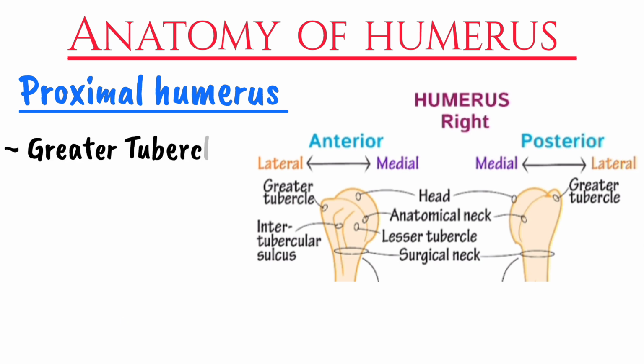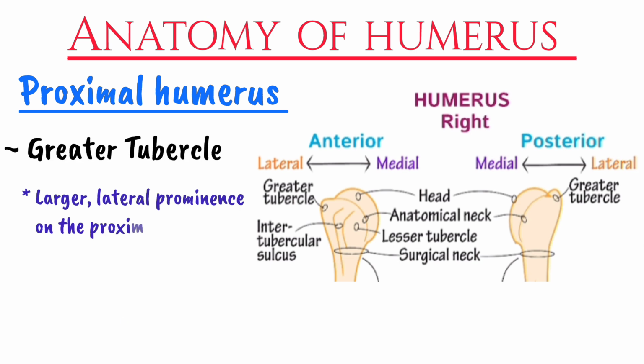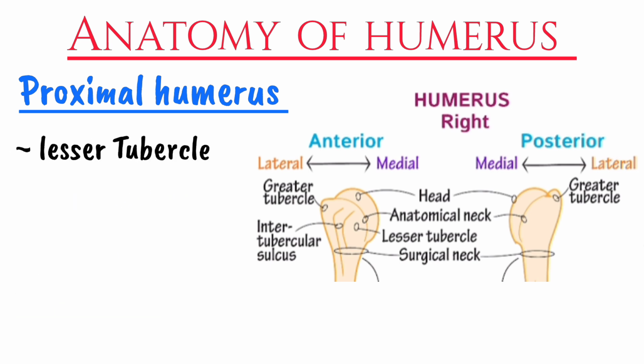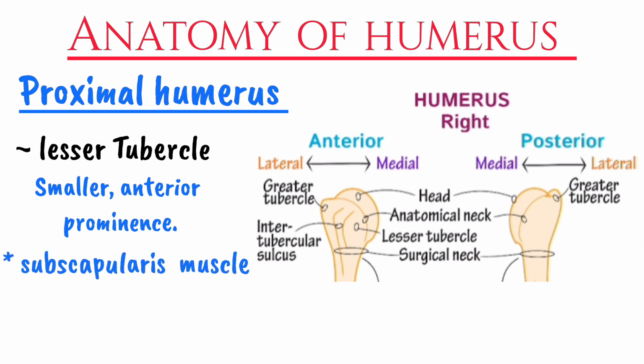Number 4 is the greater tubercle. It is larger, and it is a lateral prominence on the proximal humerus. It serves as point of attachment for 3 of the 4 rotator cuff muscles: the supraspinatus, the infraspinatus, and the teres minor. Then number 5 is the lesser tubercle. It is actually smaller, and it is an anterior prominence. It serves as point of attachment for the 4th rotator cuff muscle, which is the subscapularis.